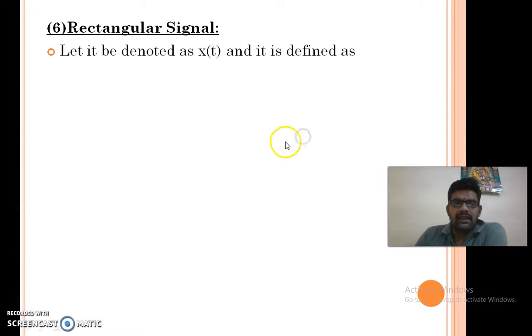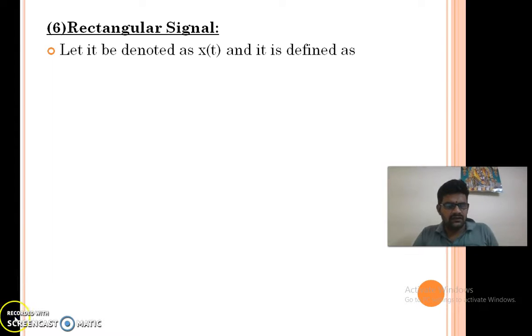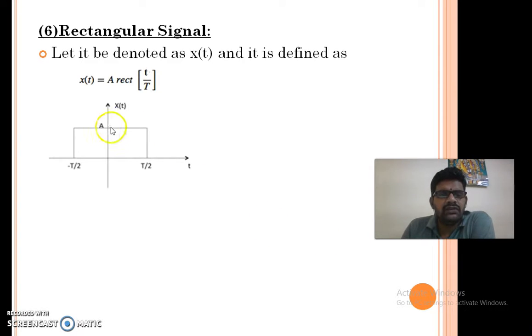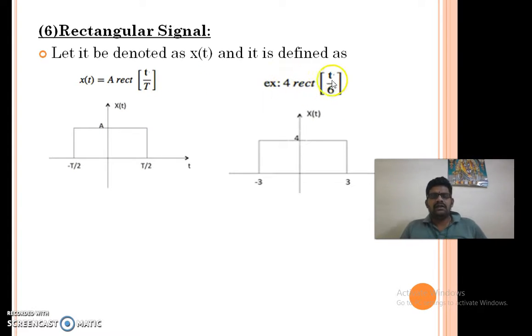Next one is the rectangular pulse. The rectangular signal is defined by the function x of t equal to A rect of t by T, where capital T is the complete width of this rectangle. This is the notation, and it is symmetric about its vertical axis. For example, for rect of t by 6, with 4 as its amplitude, the rectangular pulse is spread over minus 3 to plus 3 with constant amplitude of plus 4. So this is a rectangular function.